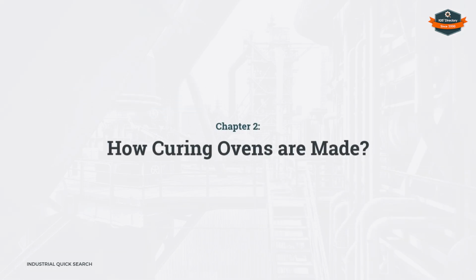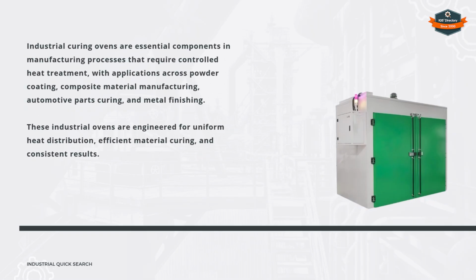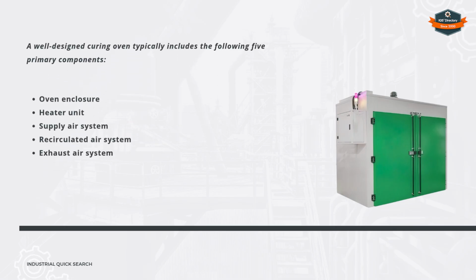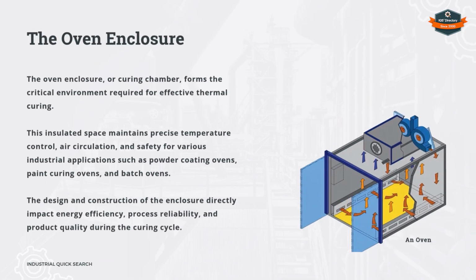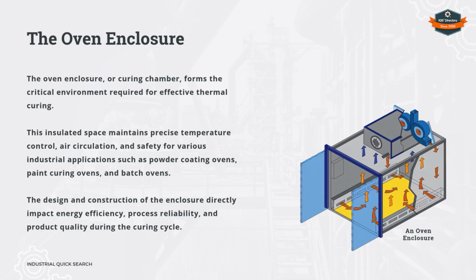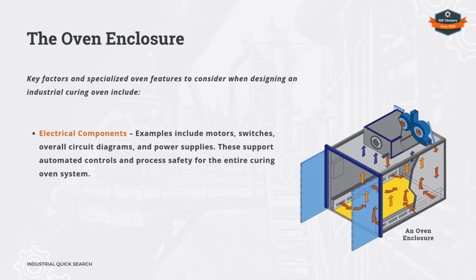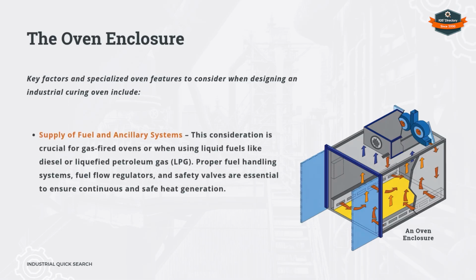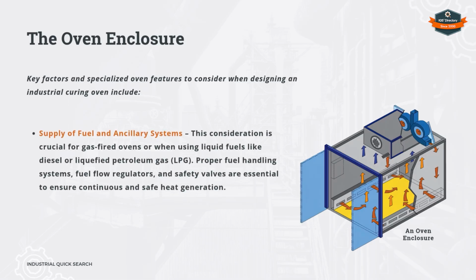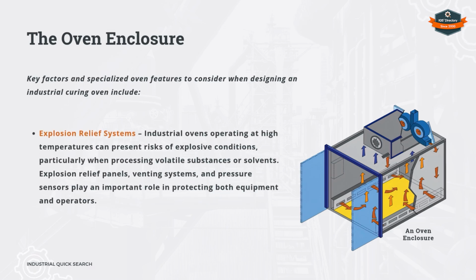Chapter 2. How curing ovens are made. A well-designed curing oven typically includes the following 5 primary components. The oven enclosure. Electrical components. Supply of fuel and ancillary systems. Explosion relief systems.